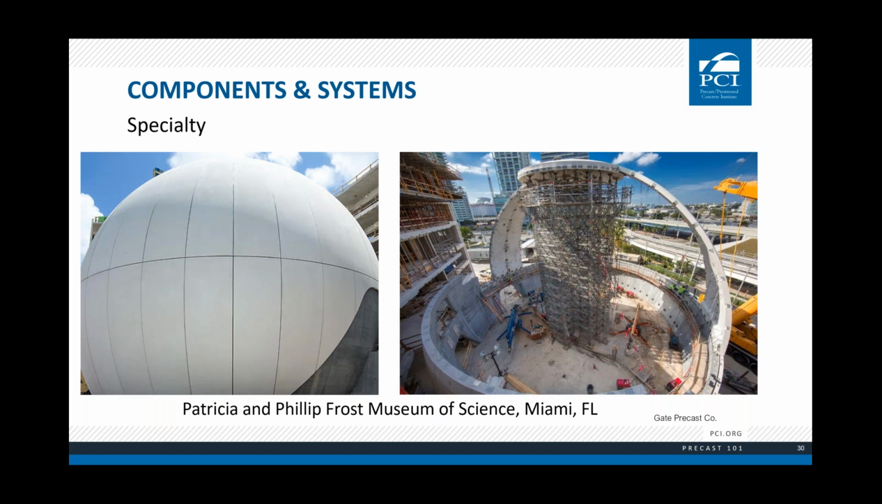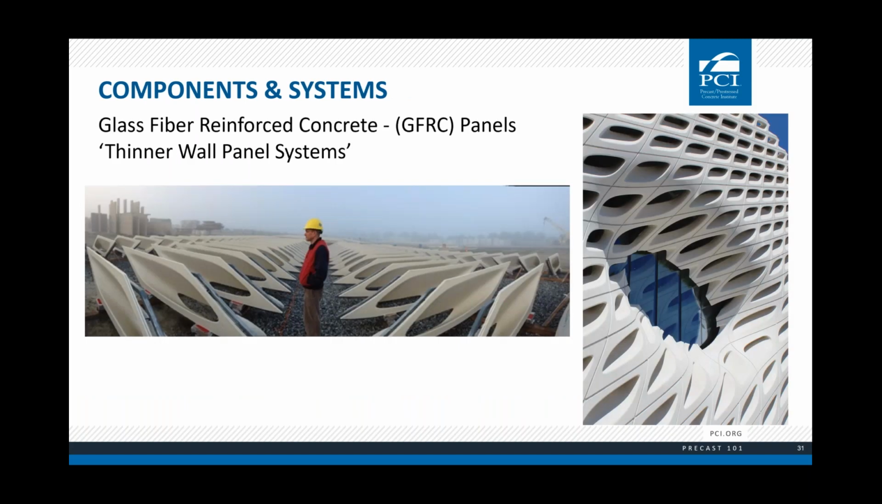And this project kind of exemplifies that. PCI producers are expert mold builders that can bring most any vision to life. So I definitely encourage you as an architect or designer to work with a precaster early to fully understand what their capabilities are and how you can incorporate your vision into your next project.